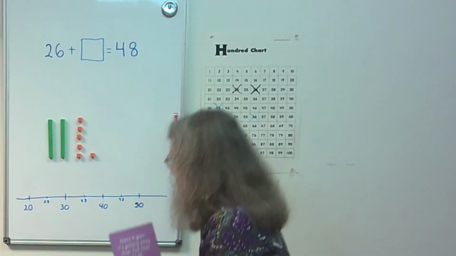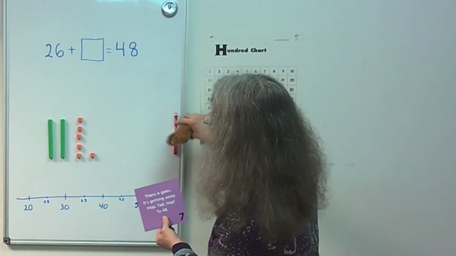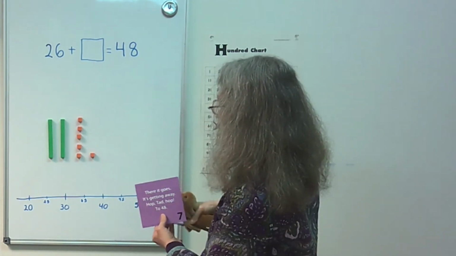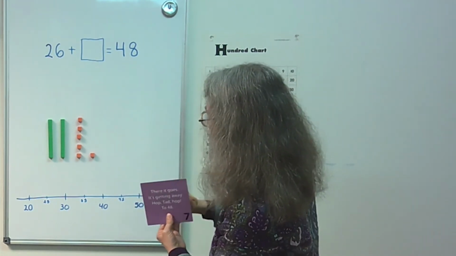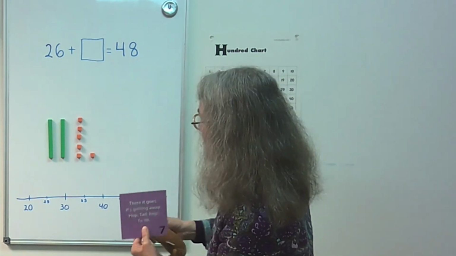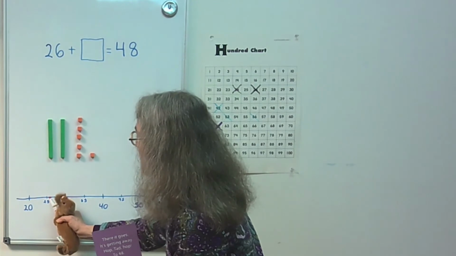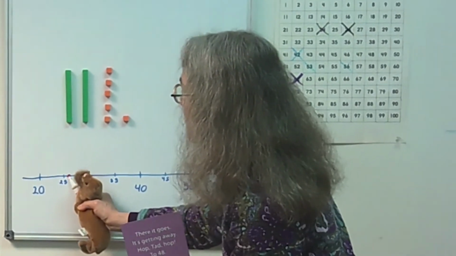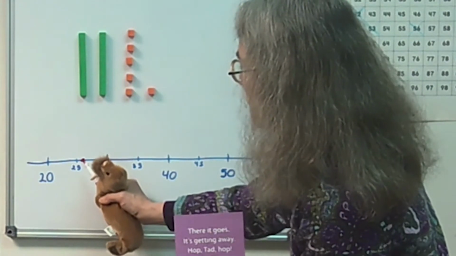I can help with that. I love jumps of 10. Okay, Wally, let's see. Where do we begin? At the 26. Oh, I gotta get this marker positioned, maybe between my tusks. That's a good way to do it. Okay, 26 is right there right after the 25. And we need to get to the 48. First, we're gonna jump with jumps of 10.